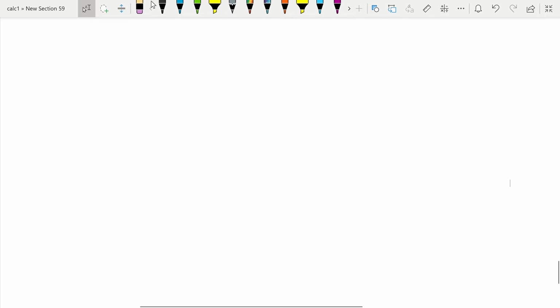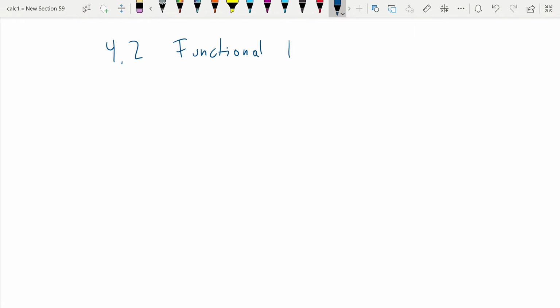So now we turn to studying functions, and so this is section 4. We'll start with functional limits, 4.2, functional limits.